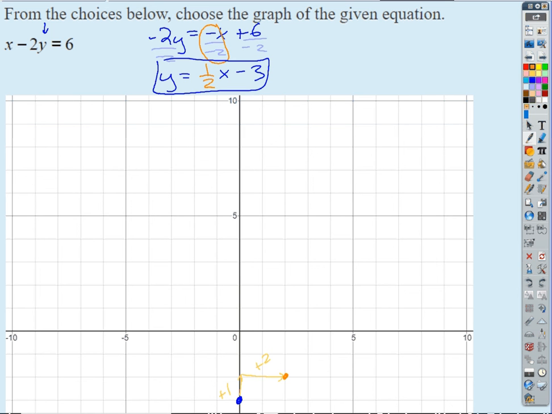All I need are 2 points, right? So what would 2 easy points to find have been here? I could just find the intercepts, too. That could be my other strategy. I could find the x-intercept. What's that going to be? The x-intercept is where y is 0. So if I set y equal to 0, that's pretty easy. What do I get? 6. So I get the point over 6.